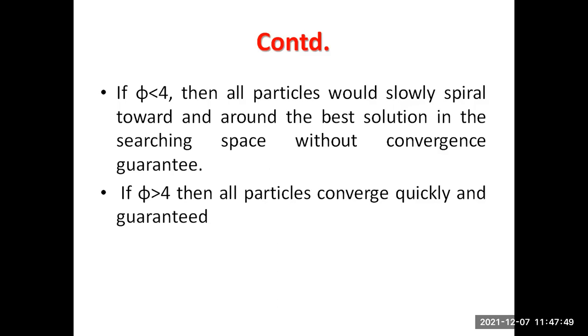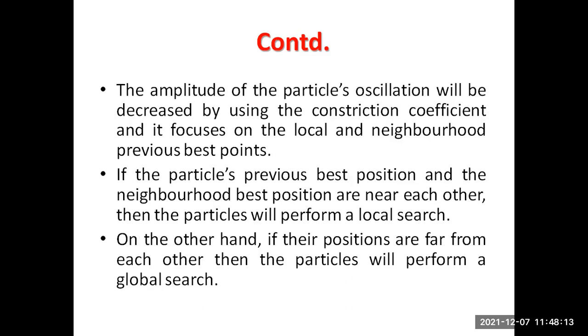Phi should not be less than 4. Now, if phi is greater than 4, what will happen? Then all the particles converge quickly and it is guaranteed. So we can understand that the value of phi should be chosen in such a way that the optimum solution will be obtained in a smaller number of iterations, so that the computational time will be less and we can reach the solution at a much faster rate.